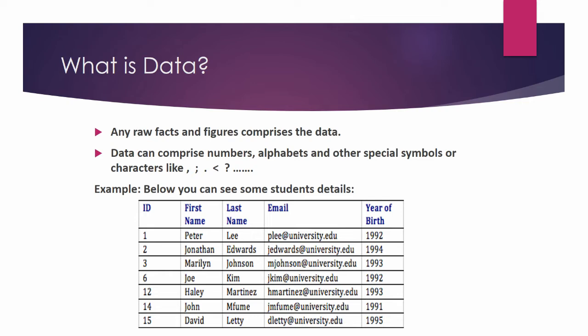What is data? Any raw facts and figures comprise the data. This data can be any alphabets, numbers, or special symbols or characters. You can see the example of some student details like ID, first name of the student, last name of the student, their email ID, and year of birth. The records which are entered in these columns form the data.